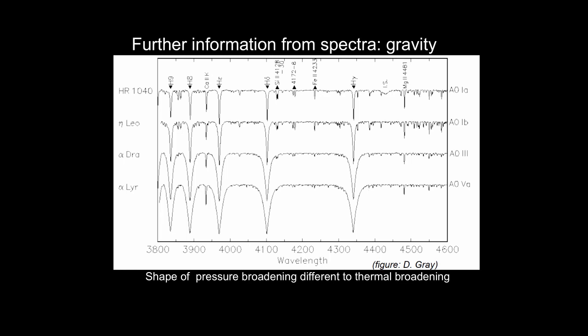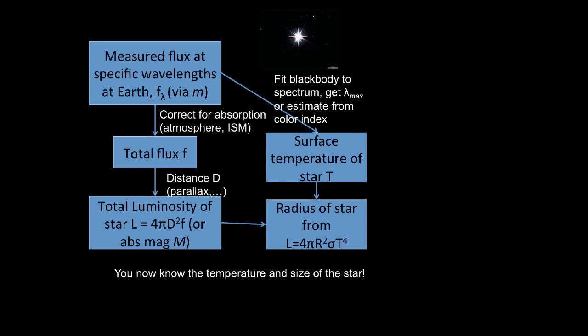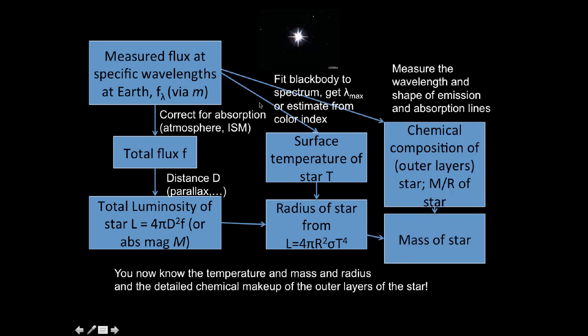The exact mathematical forms of these lines are outlined in the textbook reading this week. So we can add to the chart that we put together last lecture. We can now measure not just the black body spectrum, but on top of that is overlaid the emission and absorption spectrum, and we can measure the wavelength and shape of emission and absorption lines.